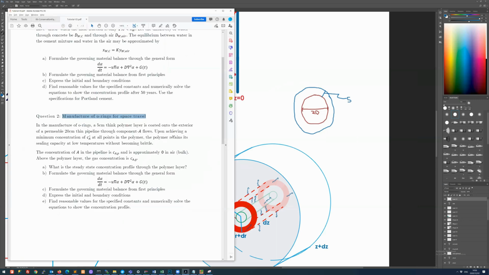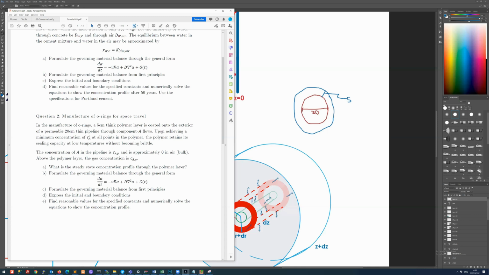And upon achieving a minimum concentration of A star at all points, the polymer retains its sealing capacity at low temperatures without becoming brittle. So you see, it's a very clear reference to this O-rings in space travel problem. I think I had watched a documentary on how they did that investigation, so that's how I came up with this problem.